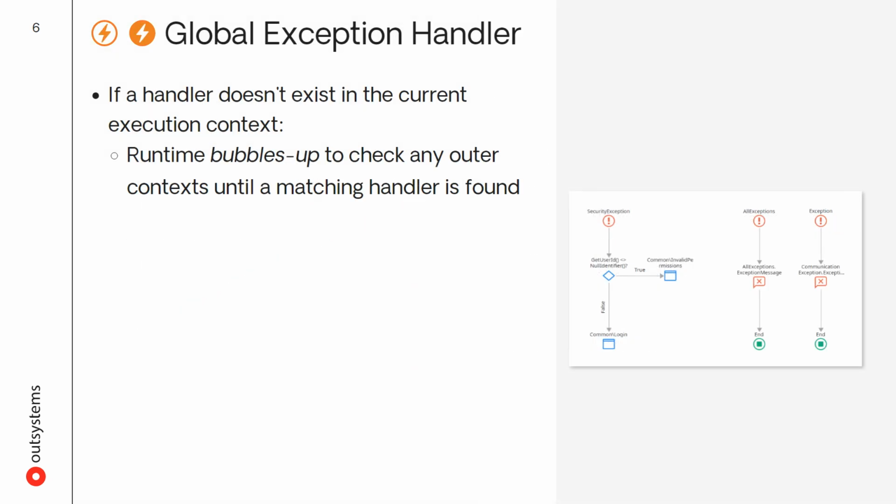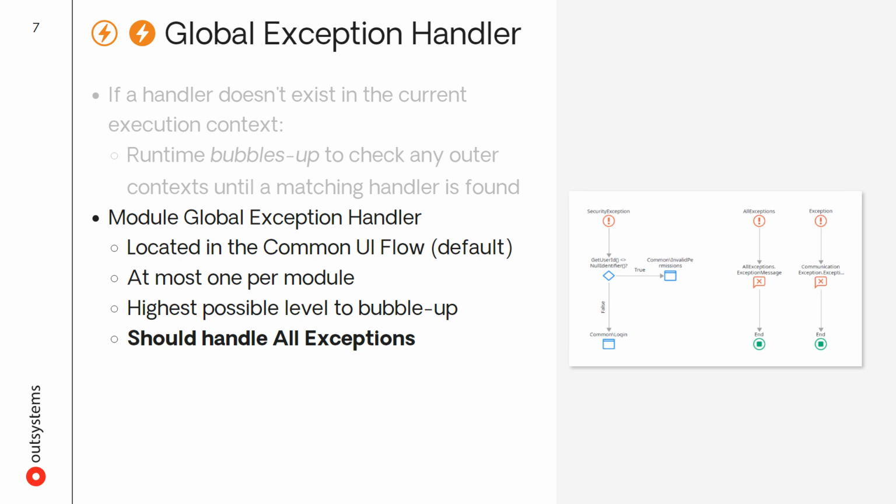Inside an action flow, it is not mandatory to have exception handlers. When a matching exception handler flow does not exist in the action flow where the exception is raised, the execution moves to an outer context. In other words, it bubbles up until a matching handler is found.